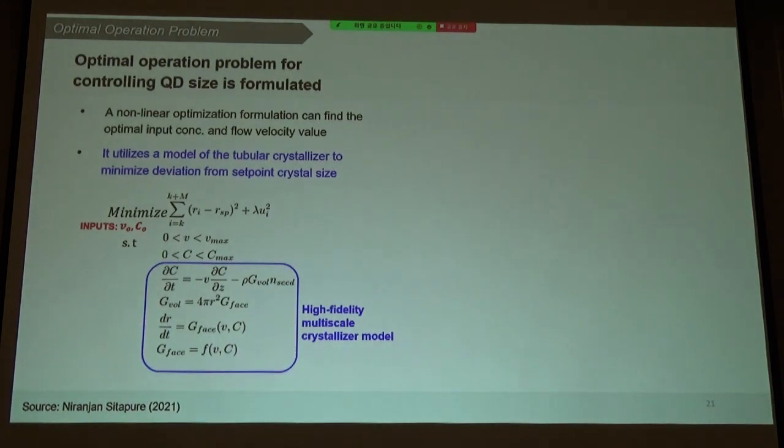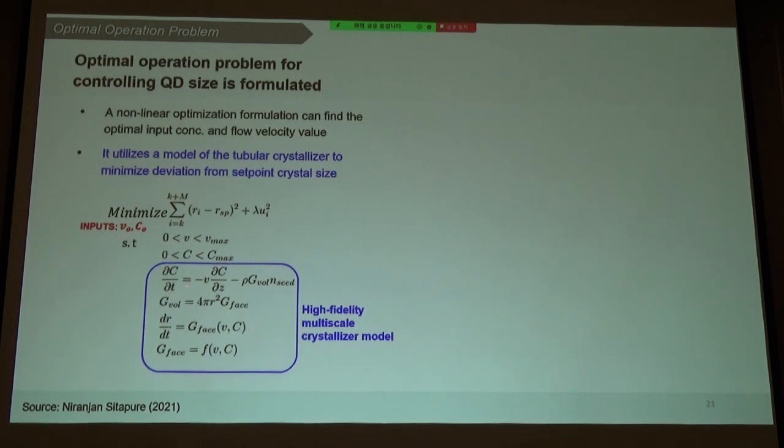We constructed the optimal operation problem as follows, which is a nonlinear optimization problem, where we can find the optimal input concentration as well as the flow rate. You see that these are the parameters to be obtained, which are the inlet concentration and the inlet flow rate, to minimize the deviation of the crystal size at the exit of the tubular reactor from its set point. We also want to avoid providing too much concentration and avoid varying the flow rate too often.